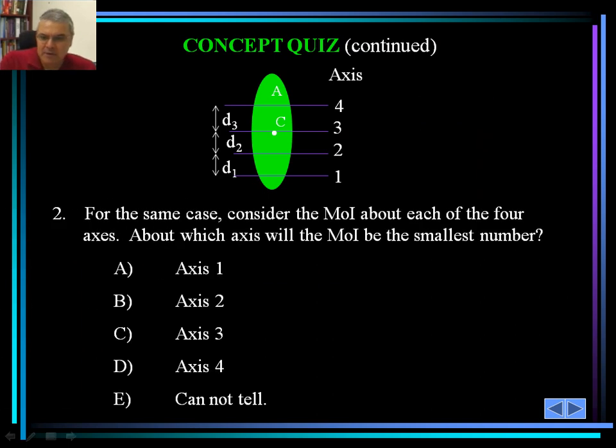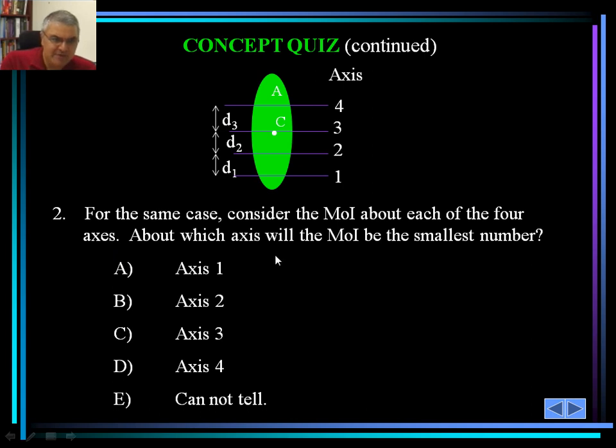The second conceptual quiz. These are very neat and conceptual quizzes. If you understand them, that means you really understood the concept. So let's take a look at the same object. This time, area A, 4 axes, 1, 2, 3, and 4. The distance between 1 and 2 is d sub 1, 2 and 3 is d sub 2, and 3 and 4 is d sub 3. C is the centroid. For the same case, consider the moment of inertia about each of the 4 axes, okay?